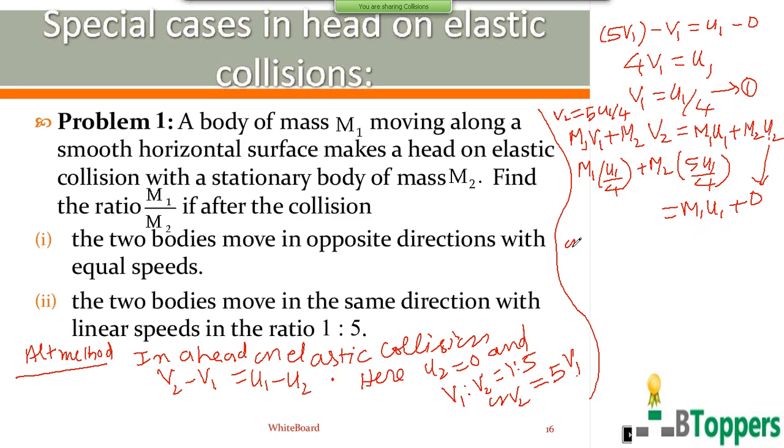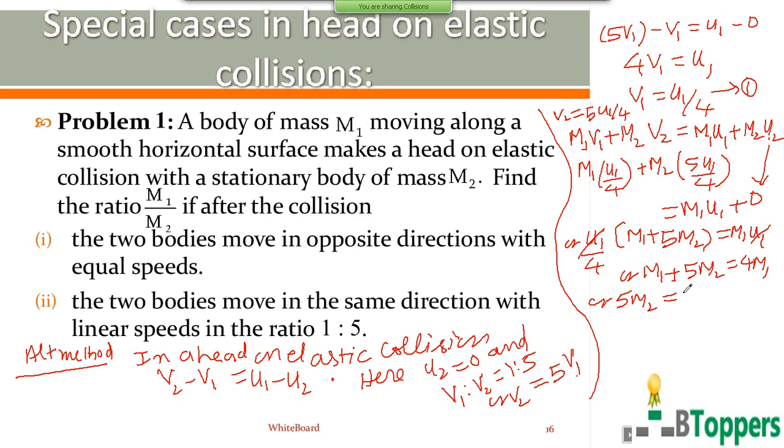So you get U1 by 4 into M1 plus 5M2 equal to M1 U1. So U1 is a common factor, it can be cancelled. Now you can cross multiply and simplify this. So even if you want to copy the solution by the alternate method, you can copy the solution. If you need more time to copy the solution, you can take a pause and copy the solution. So you get the same answer, M1 by M2 equal to 5 by 3.